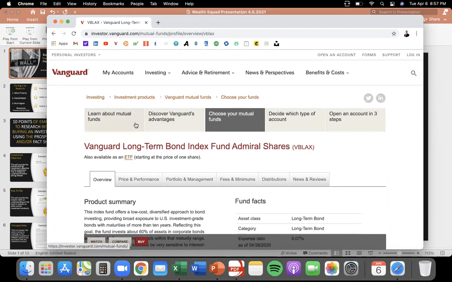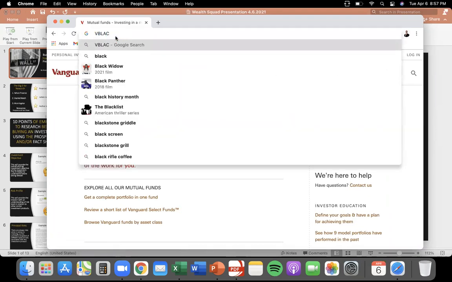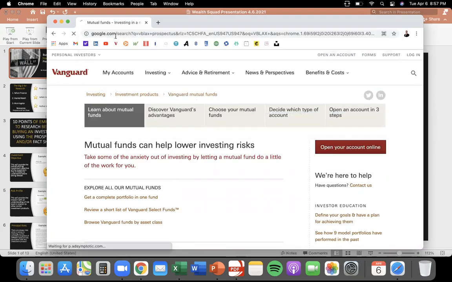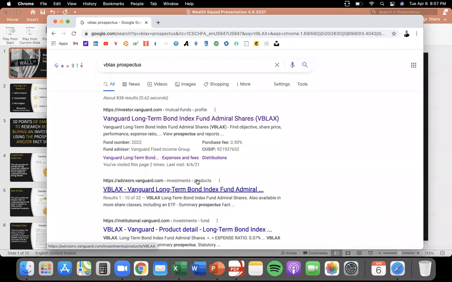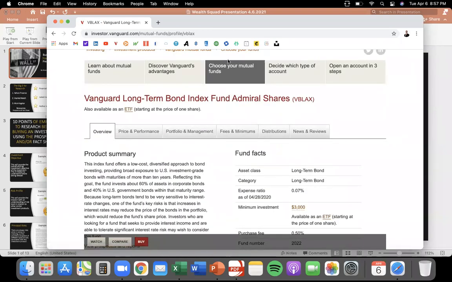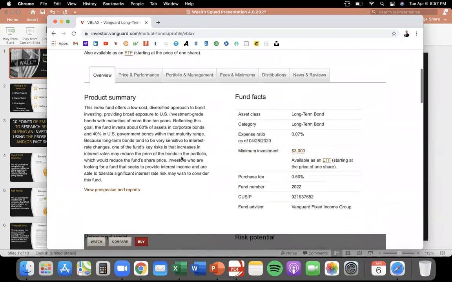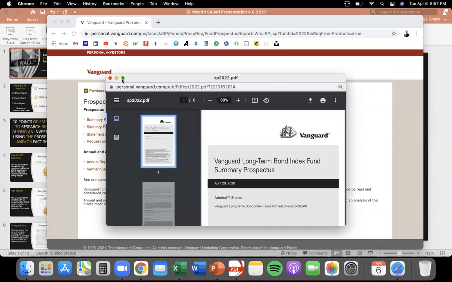Now, if you want to look up the prospectus, I'm going to go back up to the VBLAX prospectus. A lot of this stuff is really, really quick to find if you guys just Google it. Let's see, view prospectus, and I think it's actually in here. Oh, here it is. Yeah, view prospectus and reports. So you can see all these. Here's the annual report that you can get as well. But for the summary prospectus, you just click here and you would open this up.